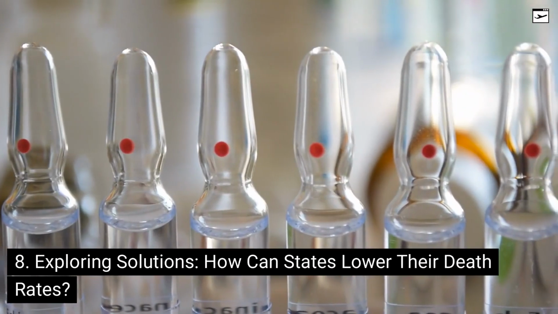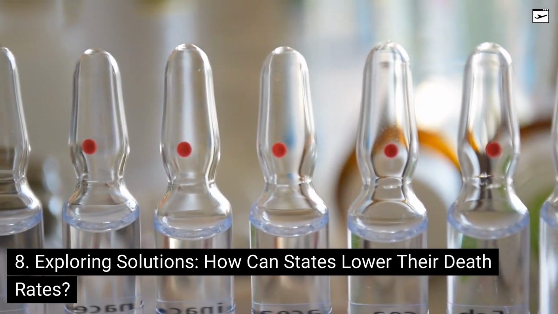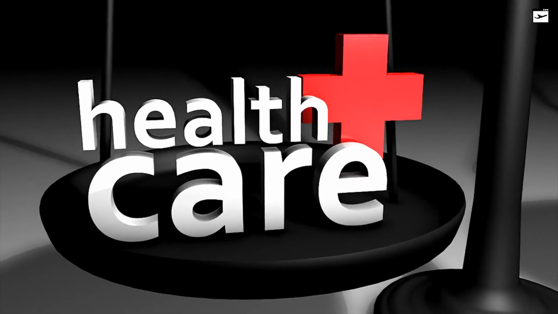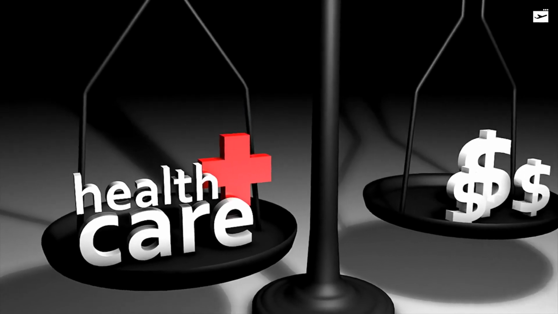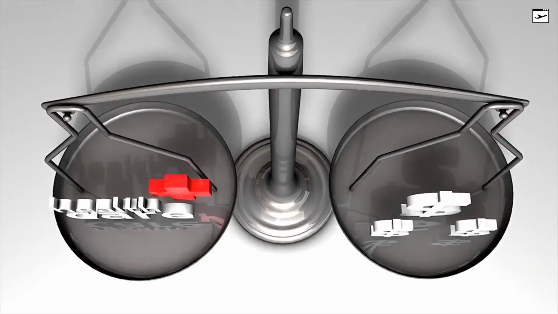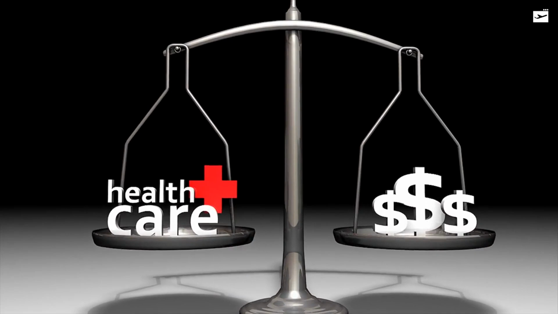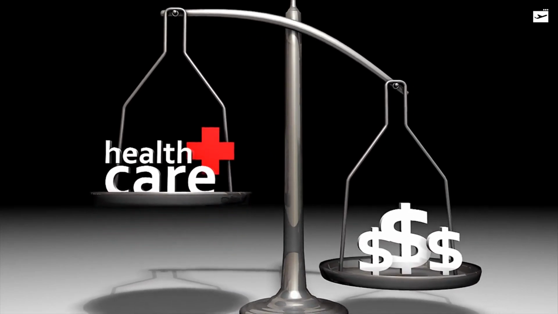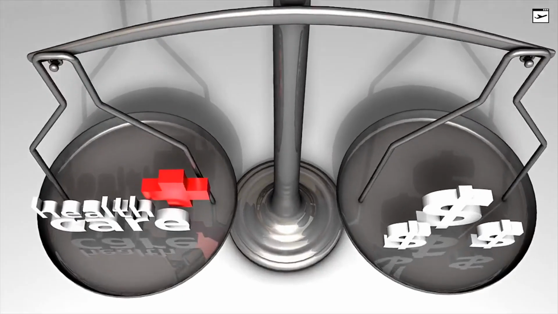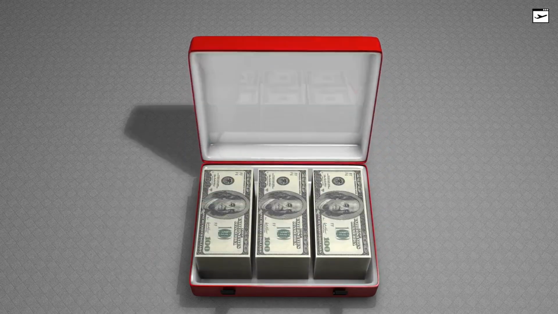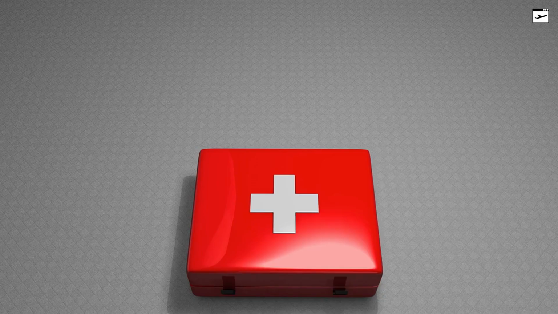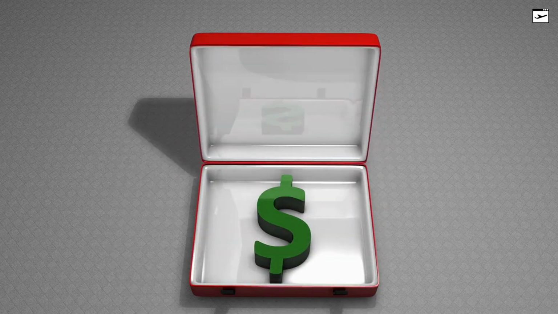8. Exploring solutions. How can states lower their death rates? Addressing high mortality rates requires multifaceted strategies. States can focus on ensuring adequate healthcare accessibility and emphasizing preventive measures within at-risk populations. Early health education, lifestyle modification support, and healthcare affordability are critical aspects of any sustainable health initiative. Moreover, robust public health policies can pave the way for healthier communities and reduced mortality rates.